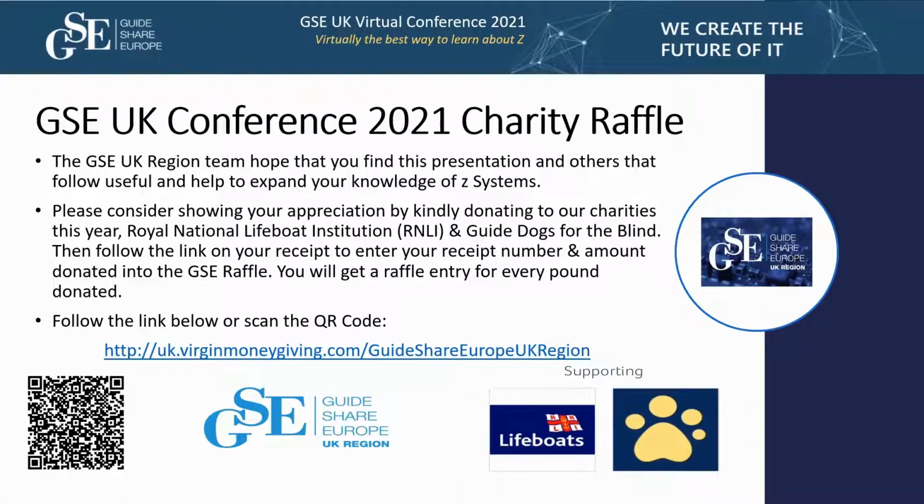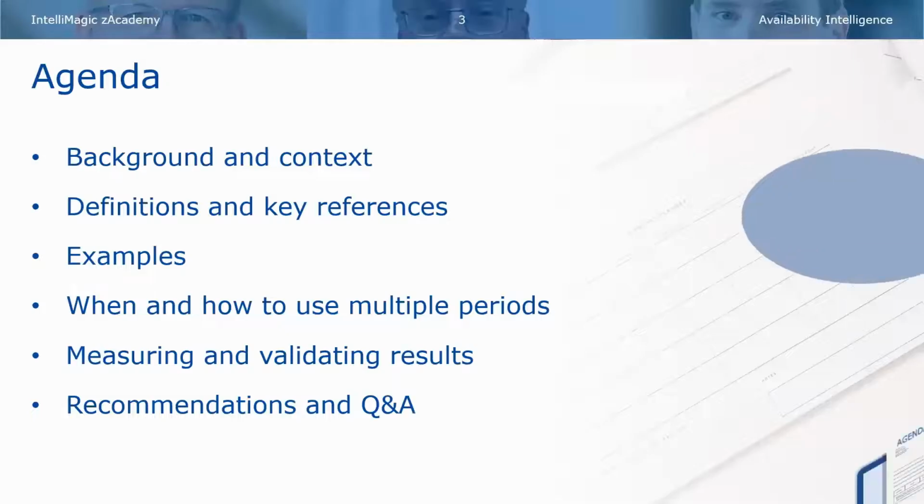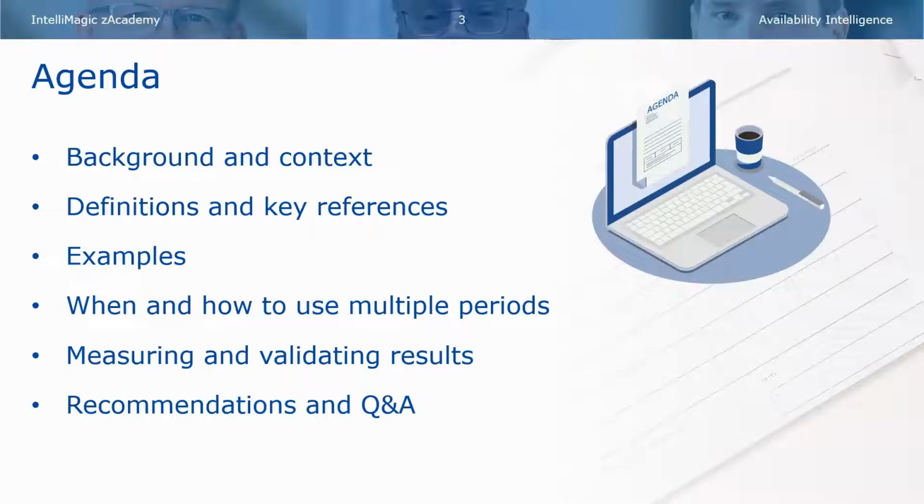Okay, screen here. All right, let's get going. So, fairly straightforward agenda. We'll do a little bit of background and context on the metrics that we're talking about, some definitions, important references, look at some actual examples of real data, talk about when and how to use multiple periods, measuring and validating results. It wouldn't be an IntelliMagic presentation if it didn't have a whole bunch of charts and numbers for you to look at. And then in the end, I'll give you my own thoughts on the subject, and we should have time for some of your questions.